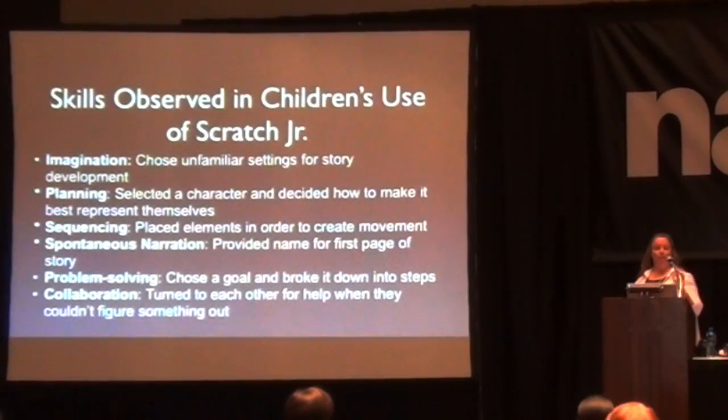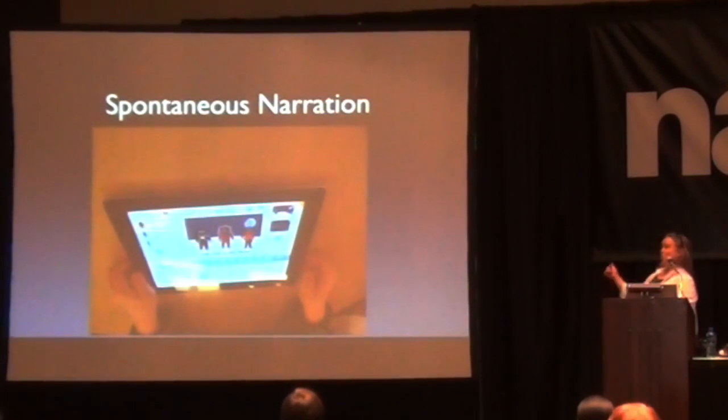They were very careful, thoughtful in planning their characters that best represented themselves. We're practicing sequencing skills, putting the steps in order to make the characters do the things they want. Problem solving, breaking the goals down into steps. And then some spontaneous narration. This child named this particular event the trip to the moon. Even though we have 2 astronauts, a moon, and a cowboy, this was the trip to the moon. And we worked until we figured out how we can actually put that narration on that page.